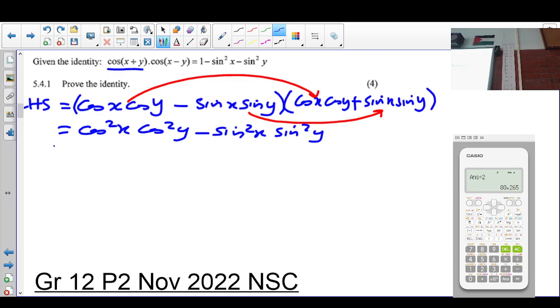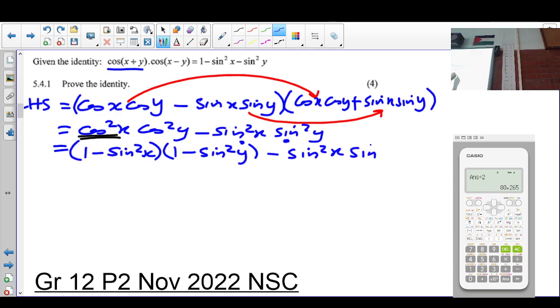So if you look at what we have, sine squared x and sine squared y, I'm going to keep that. Sine squared x, sine squared y. So what I'm going to do is change cos squared x to 1 minus sine squared x. This is from the squared identity. And cos squared y can be written as 1 minus sine squared y. Minus sine squared x, sine squared y.